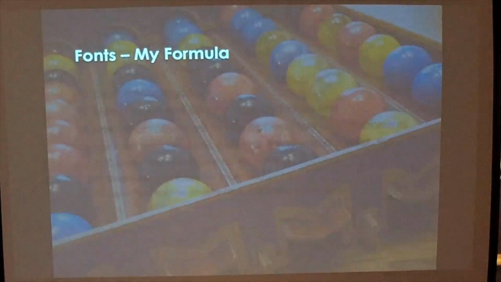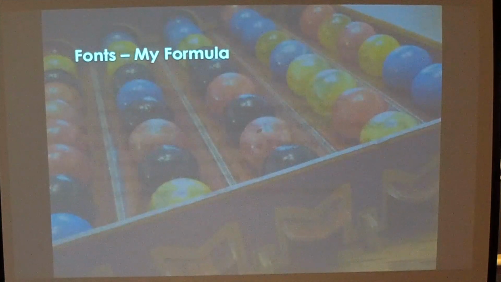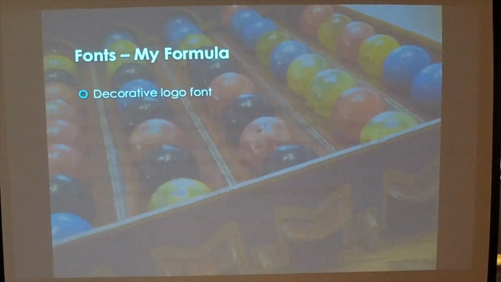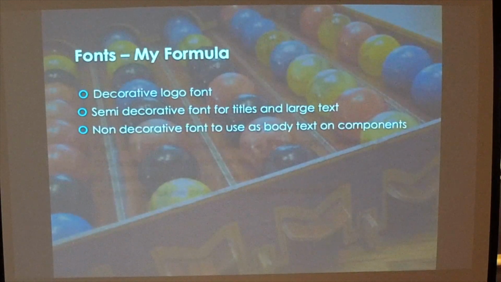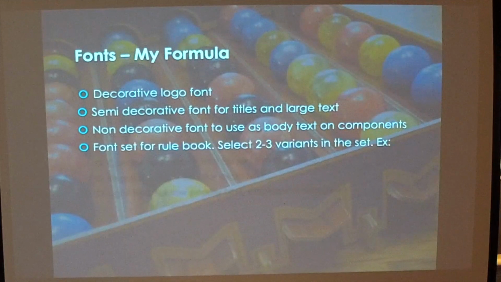All right, just to recap, because this is a lot of font picking here, right? This is a whole lot of action going on. So to sum up, this is my formula, this is my approach. I'll find a really, really decorative font to use for the logo. I'll find something that's maybe slightly decorative, but much more functional for titles or large text, like section titles in the rule book or titles on cards, that type of thing. Then I'll definitely find a non-decorative font to use in the components, and quite often that will be the same font that I use in the actual rule book.